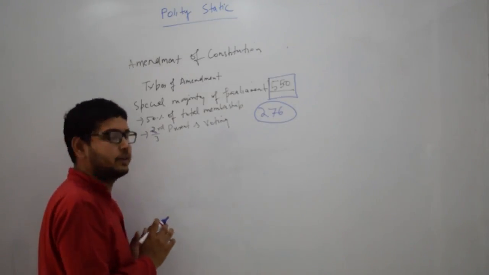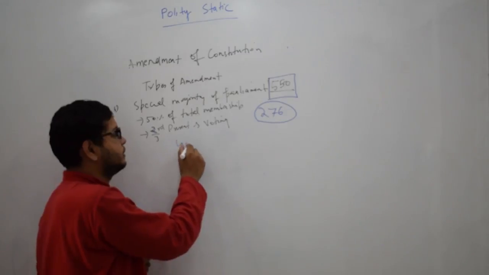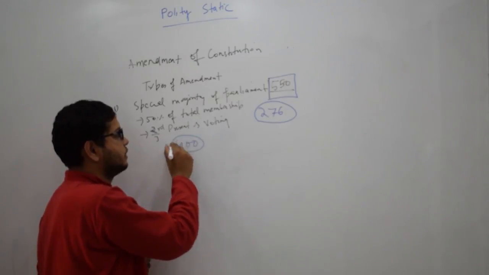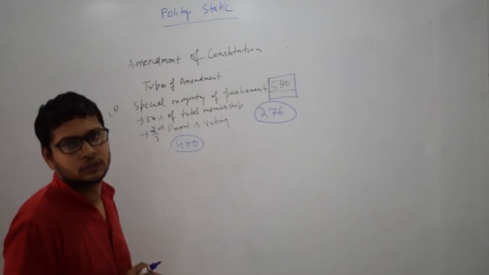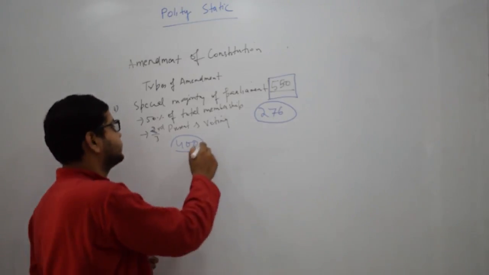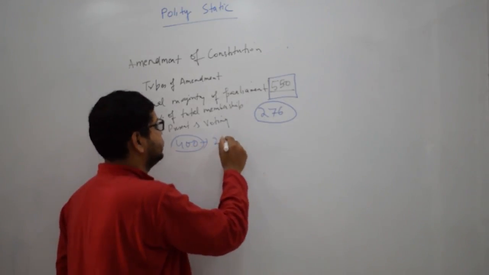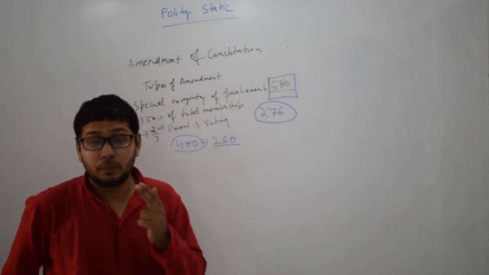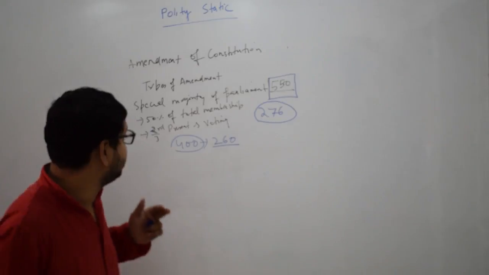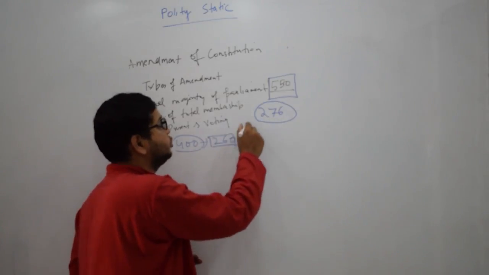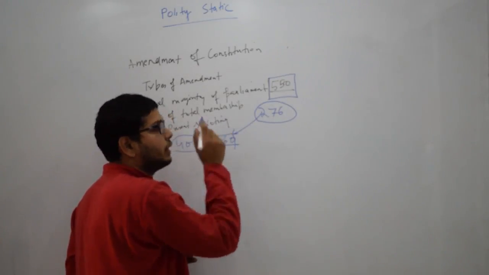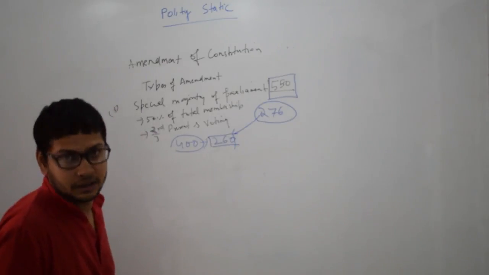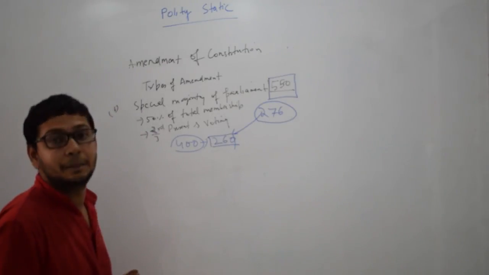So let me give an example. Suppose there are 400 people, right? And what is 2/3 of 400 people? Suppose it's 260, right? The bill will not be passed because this 260 is less than this number 276, which is required for this bill to be passed, or for this amendment to be passed.